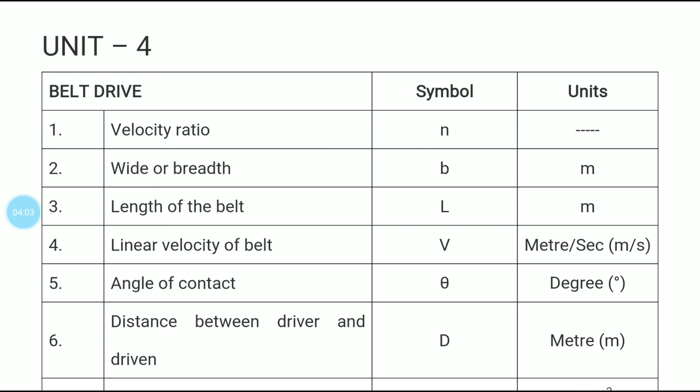We will denote it as capital L. Fourth one is linear velocity of belt, capital V. It is meter per second. Fifth one is angle of contact, theta. It is in degrees. Then distance between driver and driven.